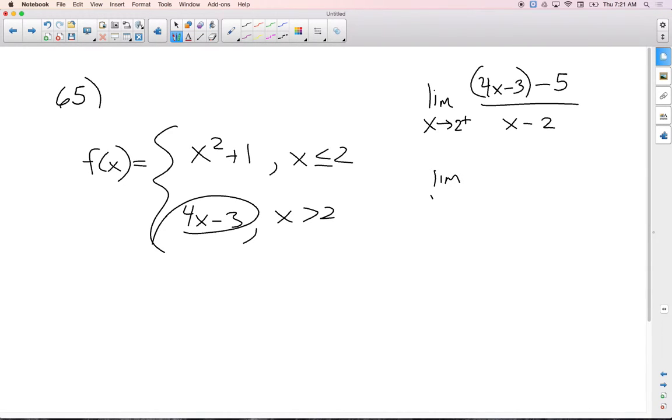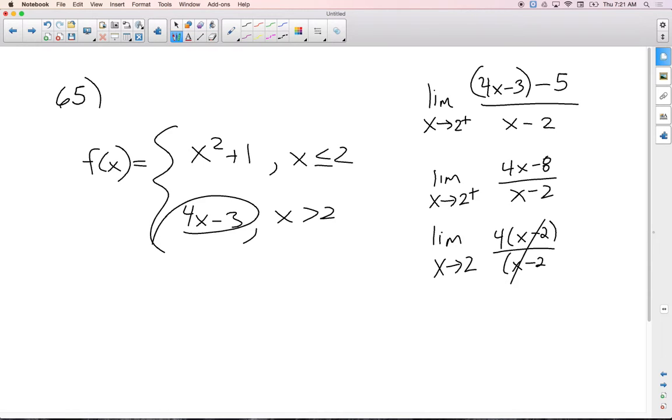Limit as x approaches 2 from the right. That's going to be 4x minus 8. Watch what happens here. It always works. Guys, these always work out really slick. Okay, what can you do? Factor out a 4. Can you already see what it's going to be? It's going to be 4, because as you factor out 4, you're going to get x minus 2. What happens to the x minus 2s? Cancel, Shazam, you get 4. The slope from the right is 4.